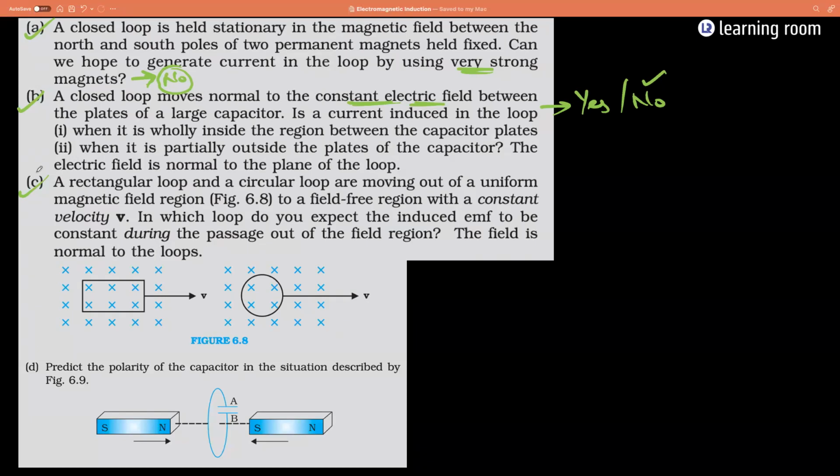Rectangular. Why? Because the area that is coming out is always a constant. Whereas for a circle, what will happen? The curvature keeps changing. Right. What about D? Predict the polarity of the capacitor in the situation described here.